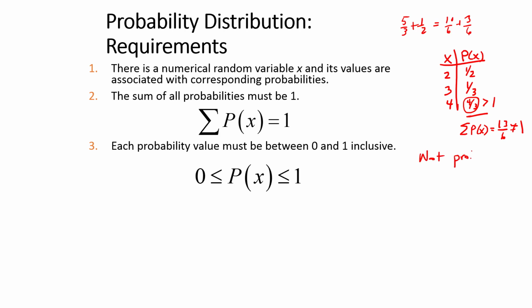Another thing that could make it not a probability distribution is if these were not numeric values here. It has to be a numerical random variable.